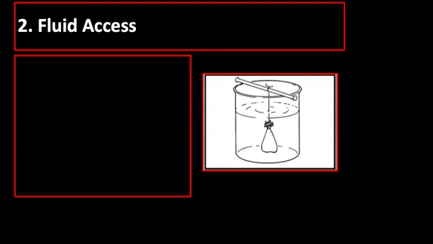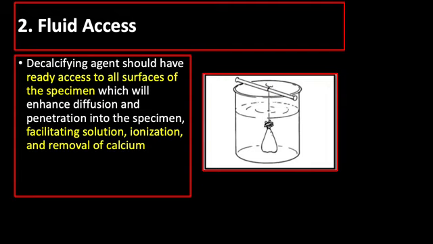Next factor is fluid access. What does it mean? Decalcifying agents should have ready access to all surfaces of the specimen, which will enhance diffusion and penetration into the specimen, facilitating solution, ionization, and of course removal of calcium. The selected pieces of tissues are usually placed in a gauze bag and suspended in a liberal amount of decalcifying solution by means of a thread to ensure complete decalcification and protect the tissue from any precipitate that may settle at the bottom of the container.